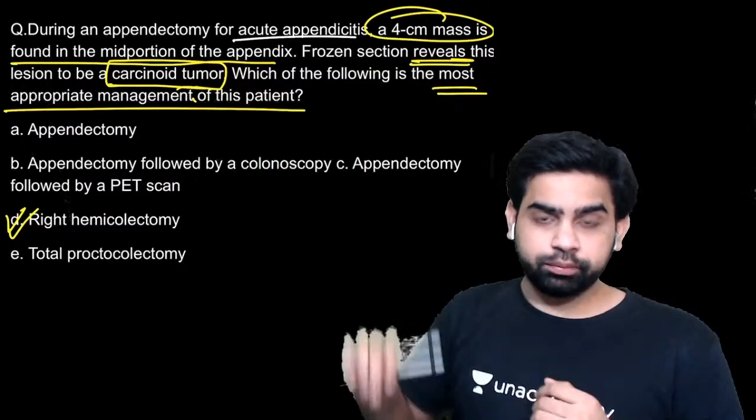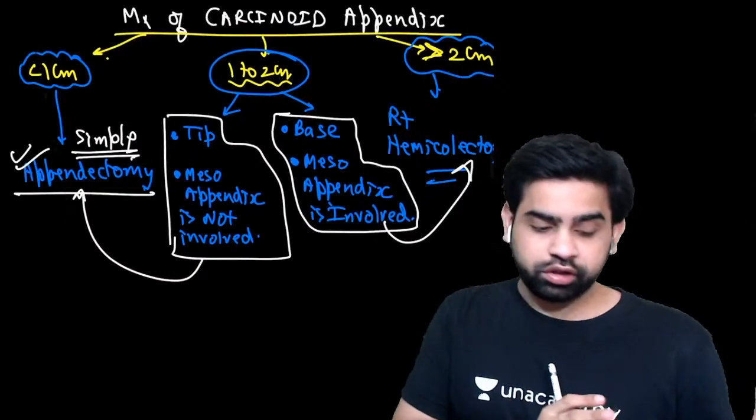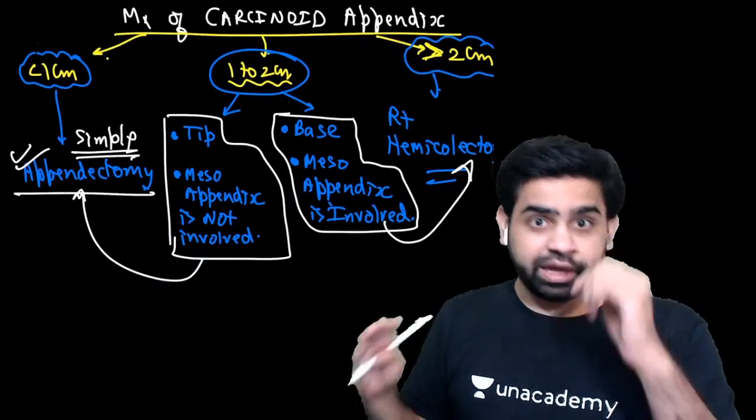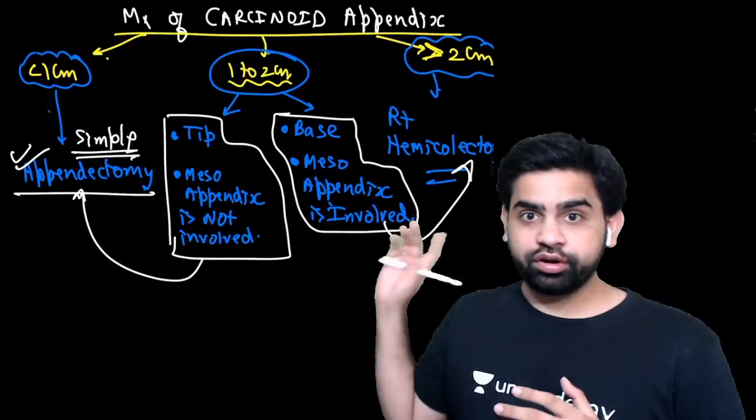So in the carcinoid tumor of the appendix, how do you manage it? If the tumor is less than 1 centimeter, straight away go in for an appendectomy. If it is more than 2 centimeters, straight away go in for a right hemicolectomy.